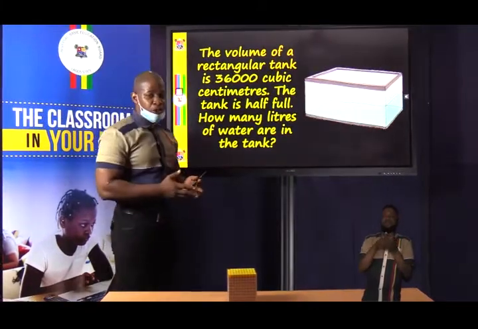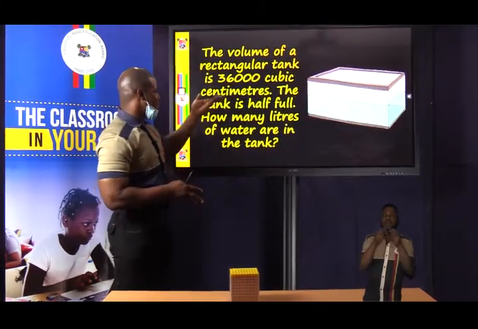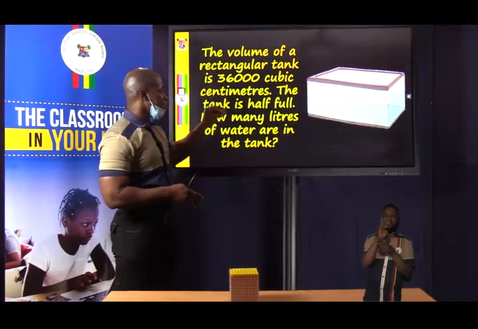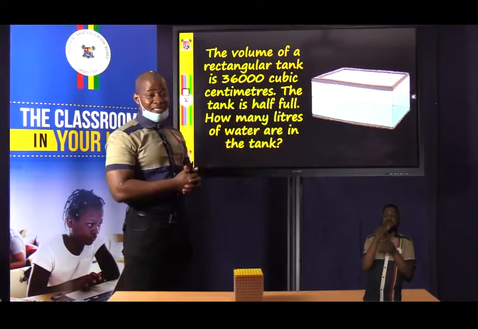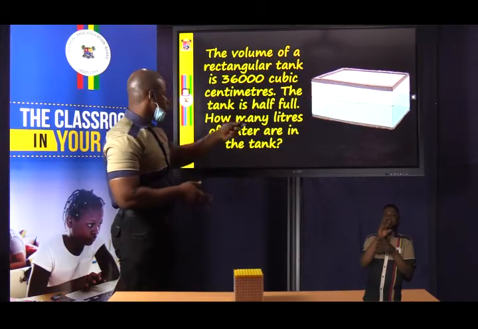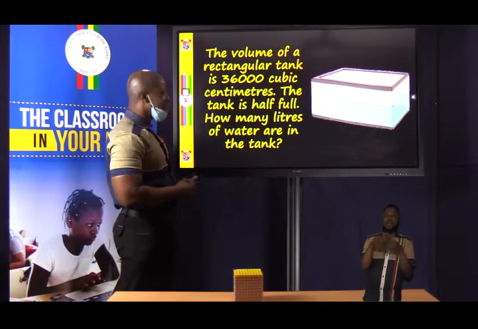Now, this is an application problem. Read: the volume of a rectangular tank is 36,000 cubic centimeters. The volume of the whole tank is 36,000 cubic centimeters. Now, the tank is half full. How many liters of water are in the tank?